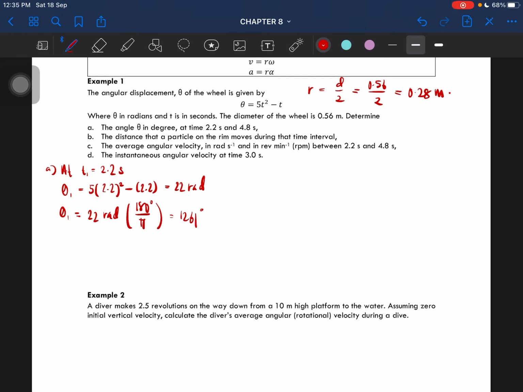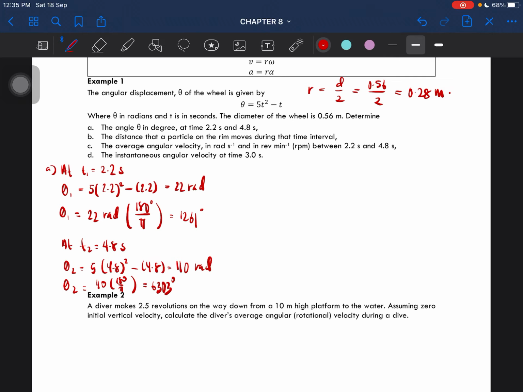Okay, right, so for the second one at t2 equal to 4.8 seconds, theta 2 is equal to 4.8 squared minus 4.8. Then you should get the radian value to be 110 radian, and then convert this into degree times 180 over pi, so you should get 6303 degree. Okay, so that is question A.